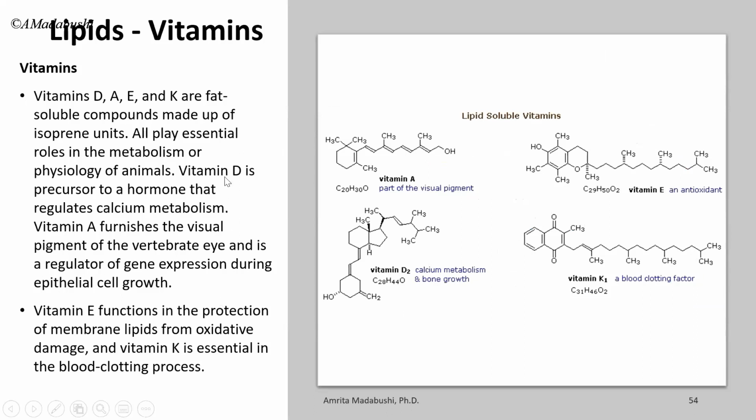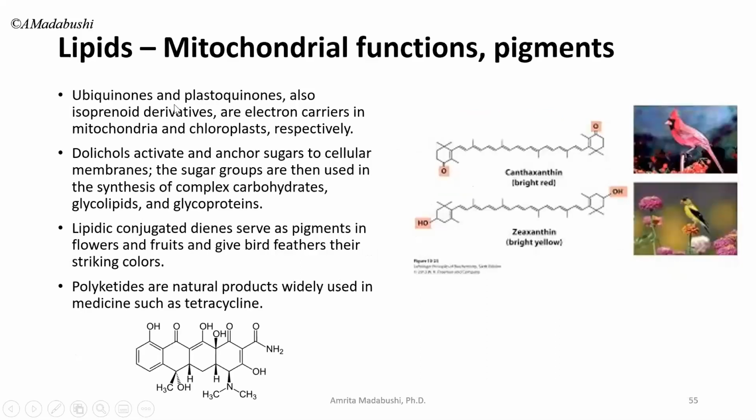You probably have some idea: vitamin A is essential for vision, vitamin D is essential for calcium metabolism, vitamin K is important for the blood clotting process, and vitamin E is an antioxidant. So you can read more about these. Lipids can also be important in mitochondrial functions and pigments. So there are other kinds of lipids, and if you see here, they can be doing some of those important roles.